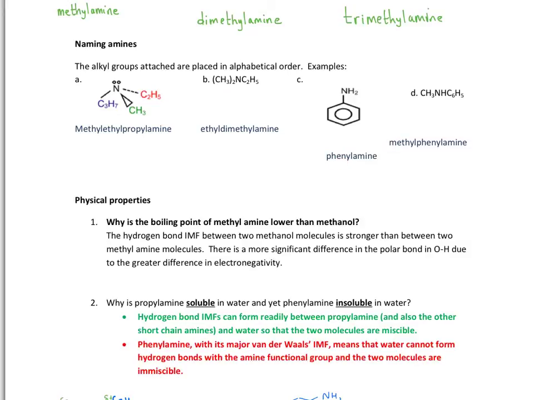The third one is a benzene ring based amine. It's called phenylamine. The fourth one has a methyl group attached. It has a phenyl group attached, C6H5, and so its name is methylphenylamine.